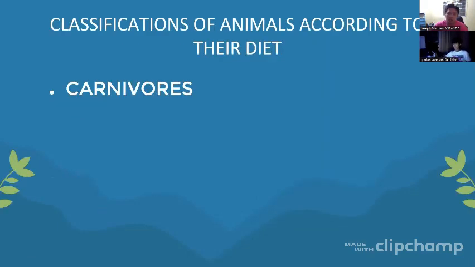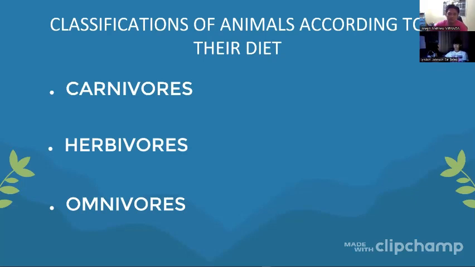Classification of animals according to their diet. The first one is carnivore. Carnivores are those that feed on meat: lion, snake, shark, dog, and etc. The next one is herbivores. Herbivores are the plant eaters like cow, goat, horse, panda.